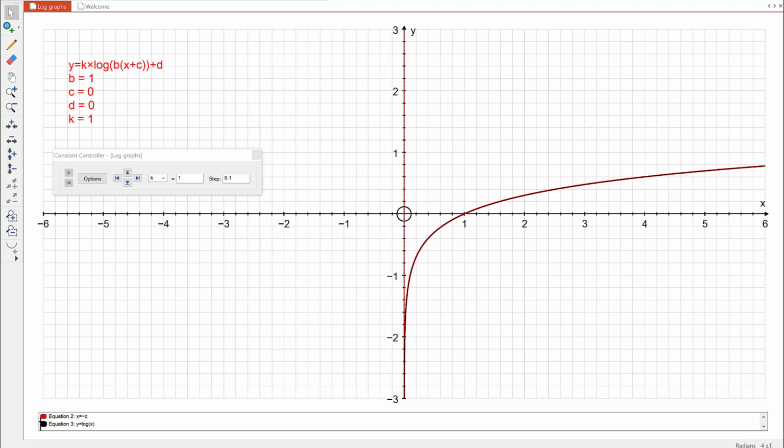So let's focus first of all just on the k. At the moment, k is 1, b is 1, and c and d are both 0. So at the moment this is just the graph of log x, okay? Without any base it's technically log base 10. So it's just the graph of log x.